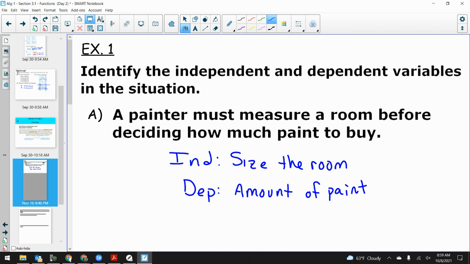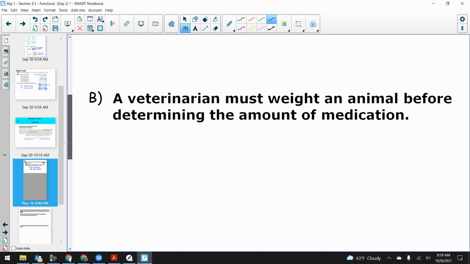The dependent variable depends upon the independent variable. The amount of paint depends on the size of the room. Think about it this way. If I had flipped it around, it would not make sense. If I had said the size of the room depends upon the amount of paint. Oh, really? So I'm going to build my room around how much paint I have? No. Okay, let's take a look here.